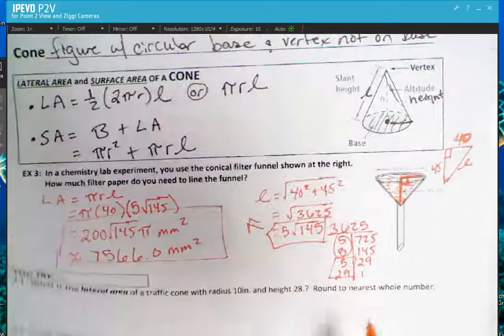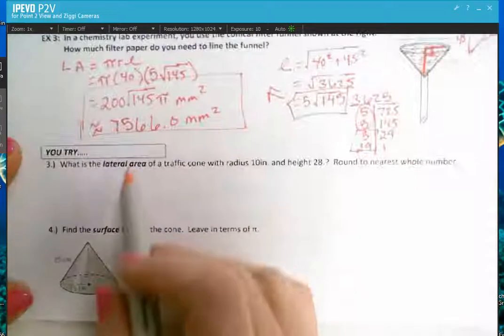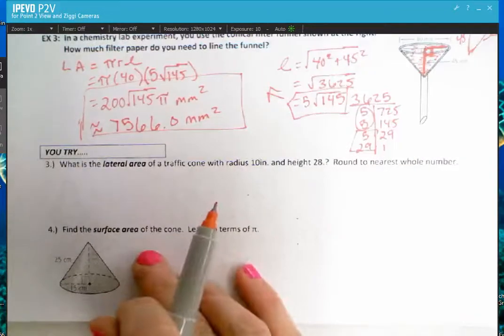Okay, you're going to try the next couple. Watch what it's looking for. Make sure you start with the formula and then substitute it in. Come back and check your answers.